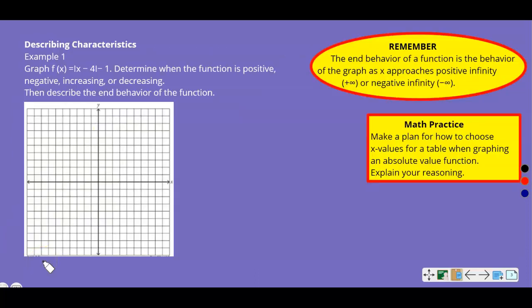Example 1, describing characteristics. This one says graph f of x equals the absolute value of x minus 4, minus 1. Determine when the function is positive, negative, increasing, or decreasing. Then describe the end behavior of the function. Very quickly, let's remember what vertex form is. This is something hopefully you will commit to memory: y equals a times the absolute value of x minus h, plus k. So (h, k) is your vertex.